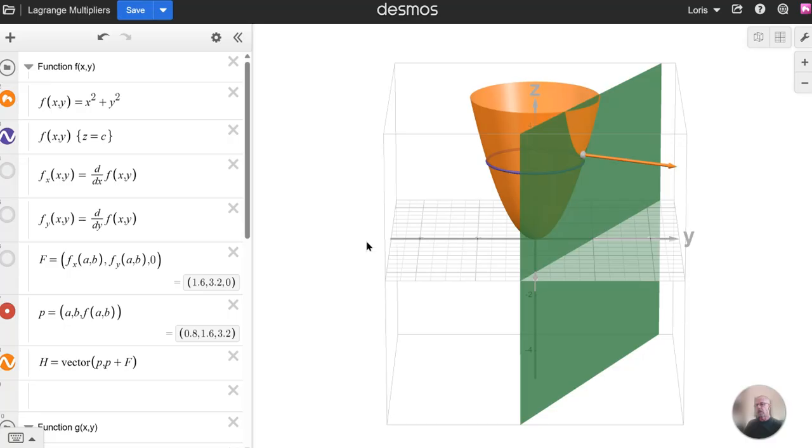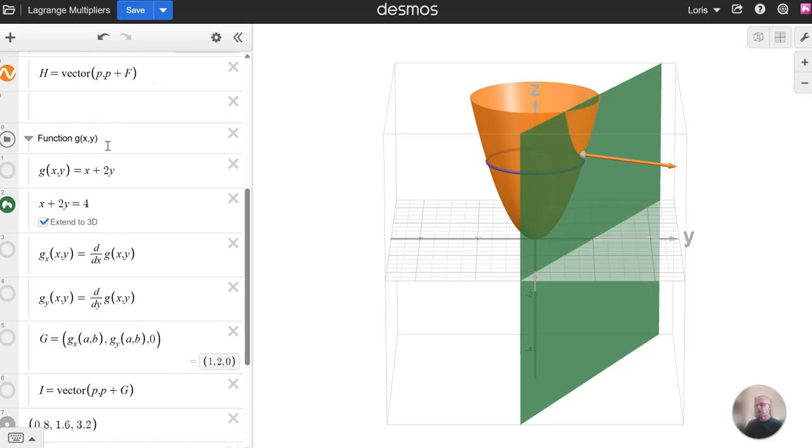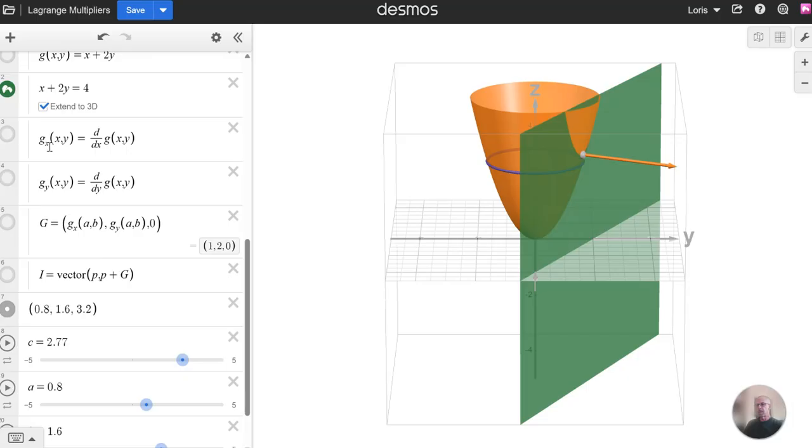Okay. Now I did similar to g. So here is my g function. This is the constraint function. This is actually the constraint when it equals 4. Here's my g sub x, my g sub y, my gradient for g, and then I let i be that vector. And so that is there.